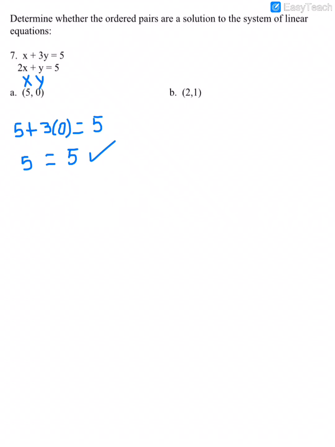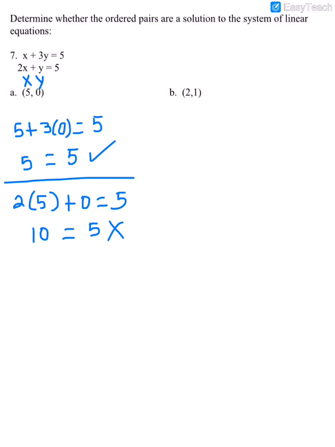But like I said, it has to work in both equations in order for it to be a solution to the system. So in the second equation, 2 times, I'm plugging in 5 for x, plus my y is 0, equals 5. Okay, so that's 10 plus 0, which is just 10, equals 5. Okay, so that doesn't work. So this is not a solution.